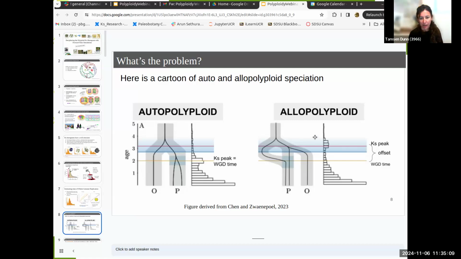Meanwhile, for allopolyploids, here's your ancestral species. Here's two parental species diverging, and then they come back together to be the polyploid at some potentially significantly offset time. So KS accumulates right here at the divergence of the parental species. And so if you're going off this KS peak to infer when whole genome duplication happened, you're going to be wrong. And you're going to be more wrong the more allopolyploid your species is.